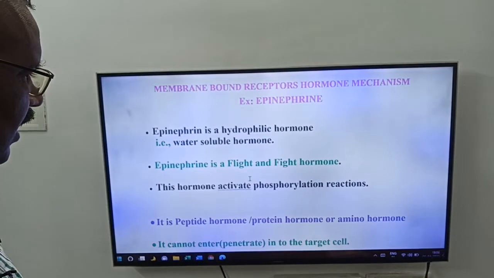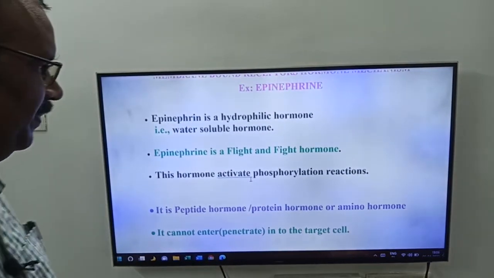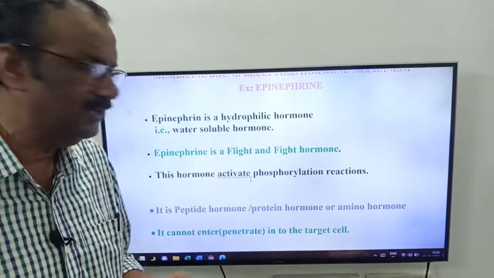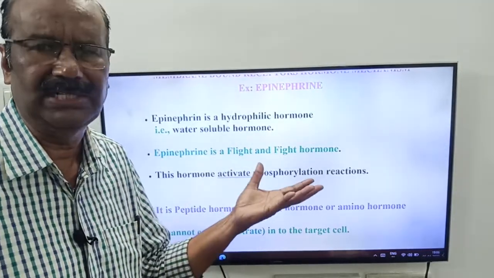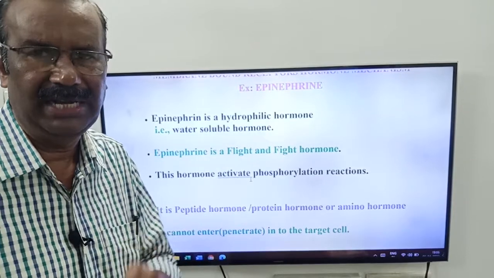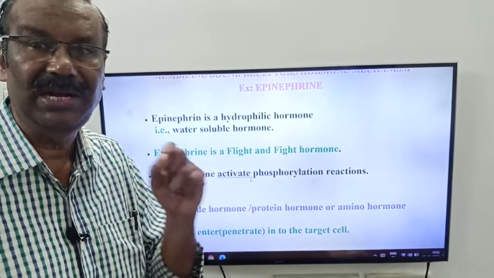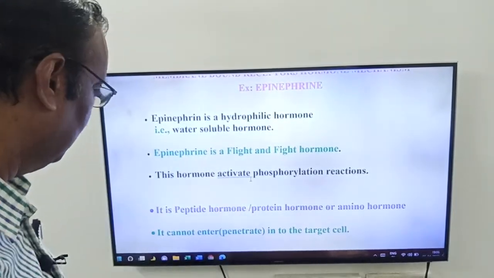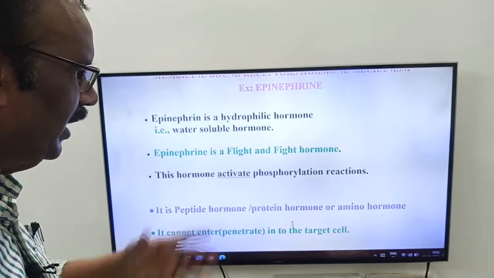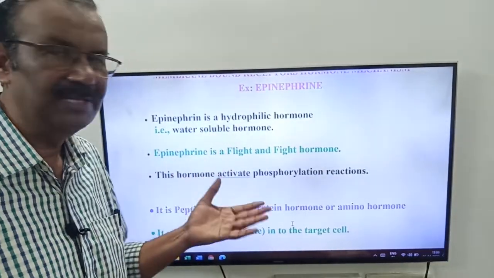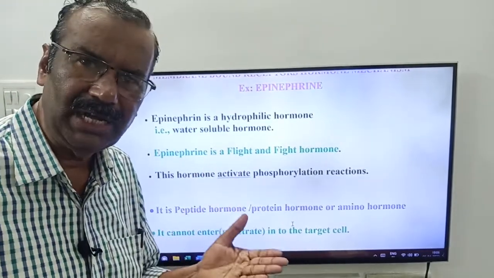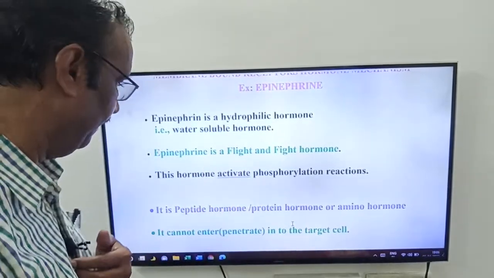Epinephrine is also called what, friends? Fight and flight hormone. What's the function of this hormone, friends? It activates phosphorylation reactions. It has so many reactions, friends, but here we are taking one of the reactions. Okay, friends, it is a peptide hormone or protein hormone or amine hormone.